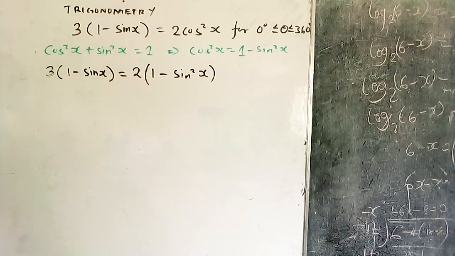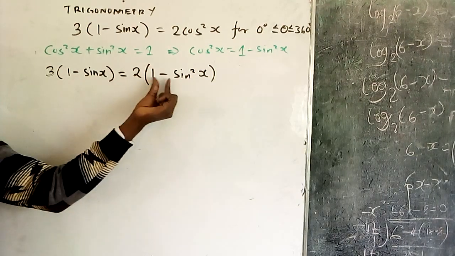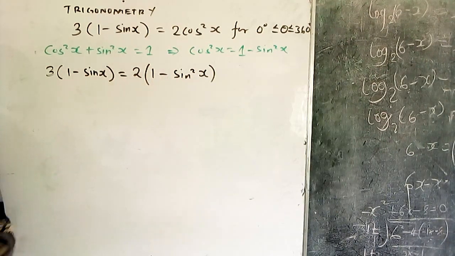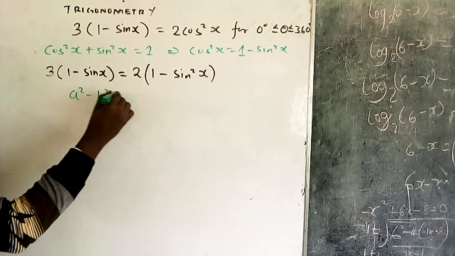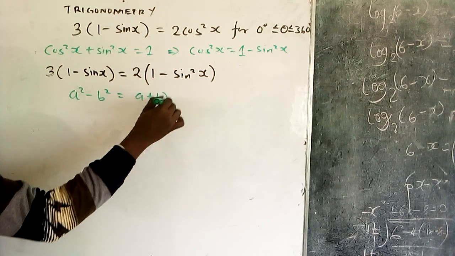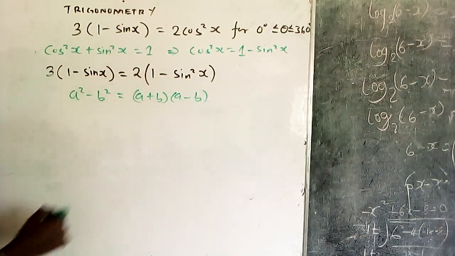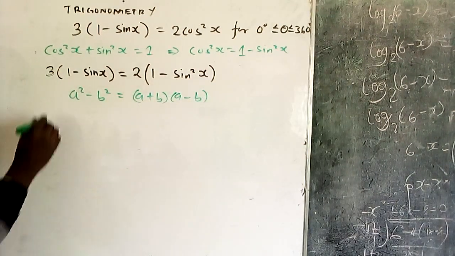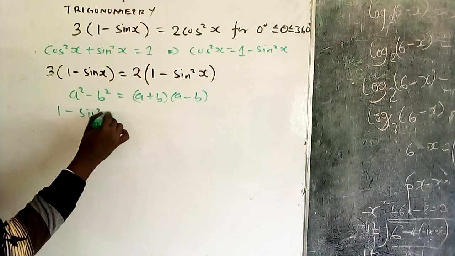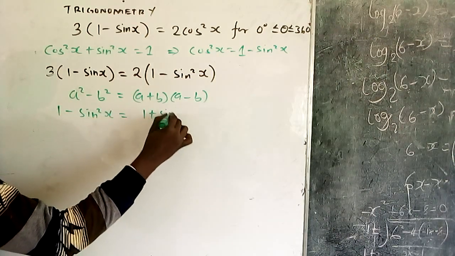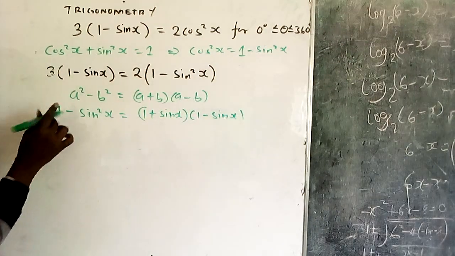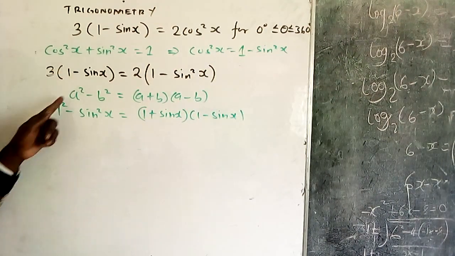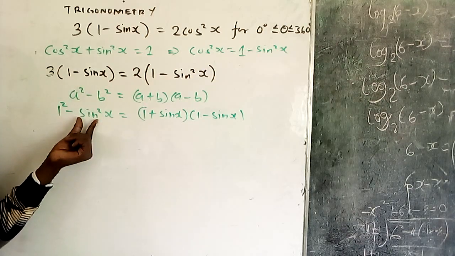Then I want you to look at something here. This is 1 minus sin x, this is 1 minus sin squared x. What does that mean? This is a difference of 2 squares, because it is like a squared minus b squared, which is a plus b into a minus b. So 1 minus sin squared x is 1 plus sin x into 1 minus sin x. Because 1 is the same as 1 squared, you can see your a is 1, your b is sin x.